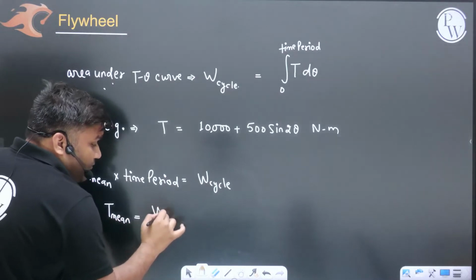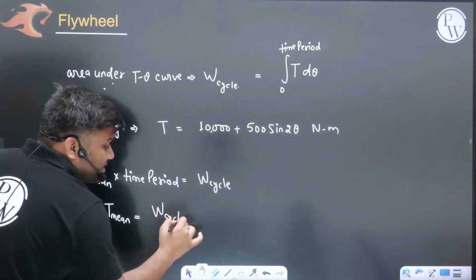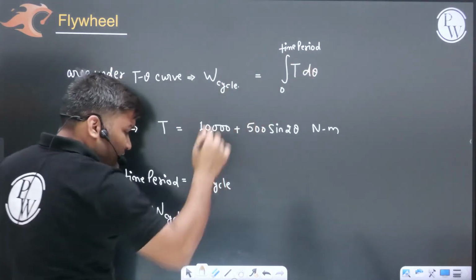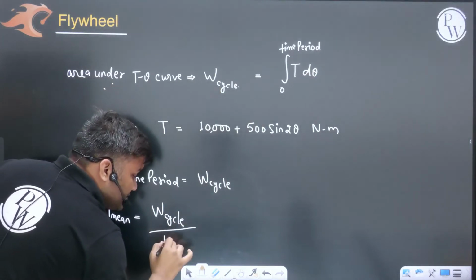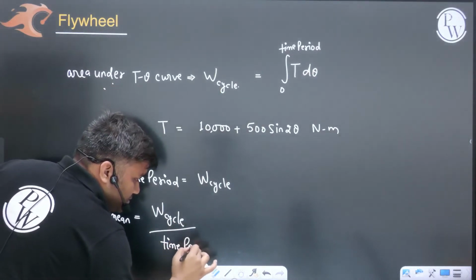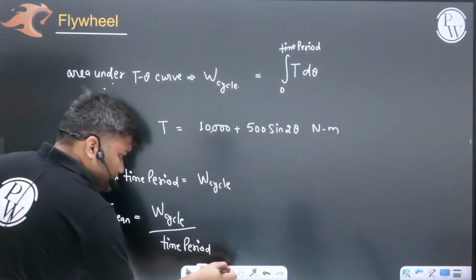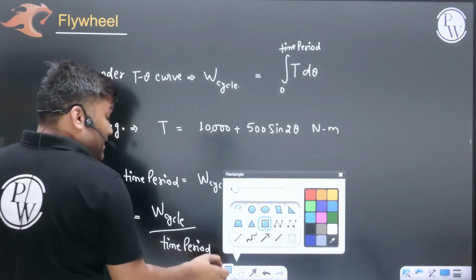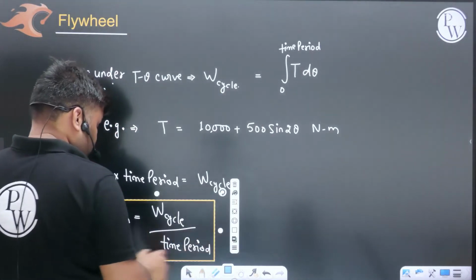Getting the point? Just calculate the work done in one cycle, using the formula I have written, divided by the time period, and you will get your mean torque. In the examination they will ask a question.